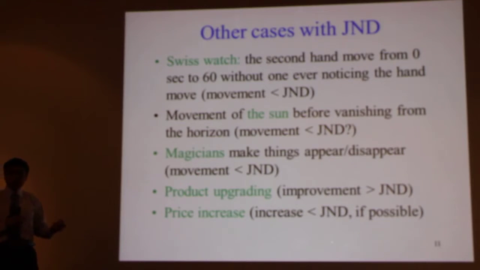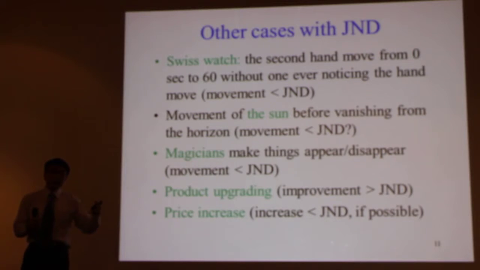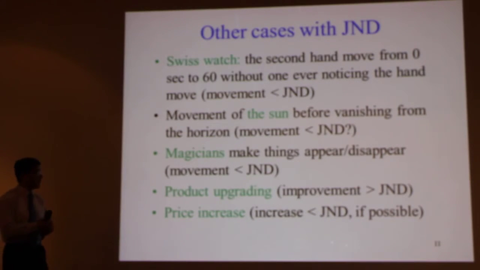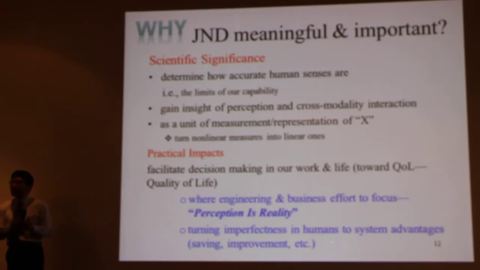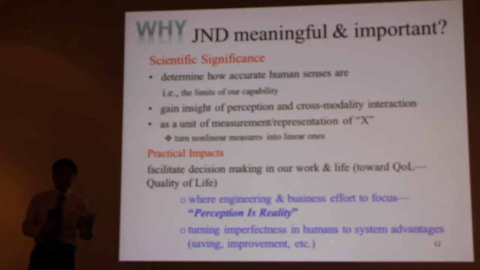For product upgrading, definitely you have to make it beyond 1 JND, otherwise you waste the engineering effort. For a price increase, if possible, the company has to make it lower than 1 JND. Sometimes. Okay, then why is the JND concept and model of significance?